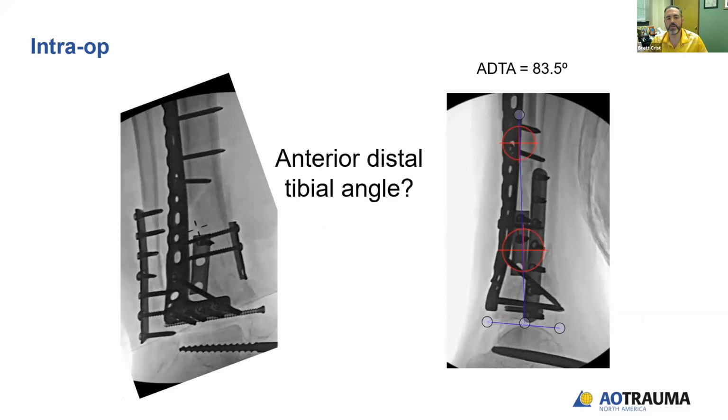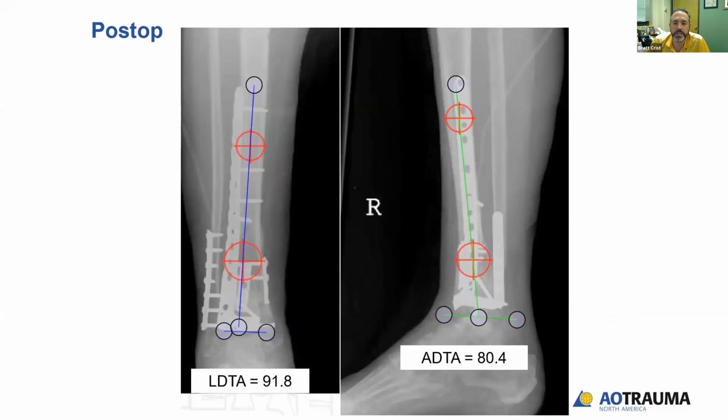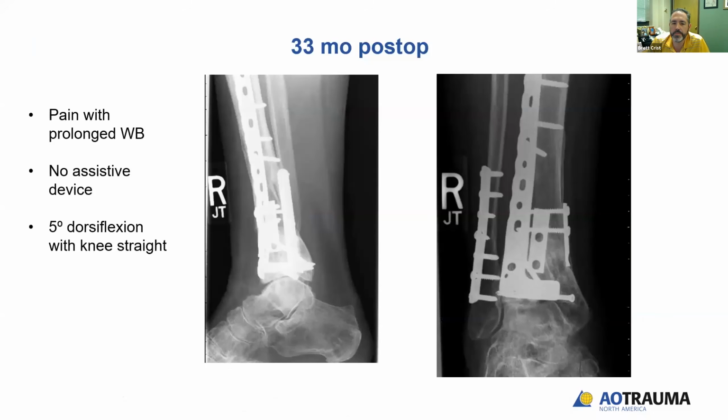Her anterior distal tibial angle was 83.5 intraoperatively with the distractor on. This is what it looked like immediately post-op, and these are her angles at that point. The plain film actually showed a little bit better anterior distal tibial angle. Her lateral distal tibial angle wasn't bad, so within normal parameters.